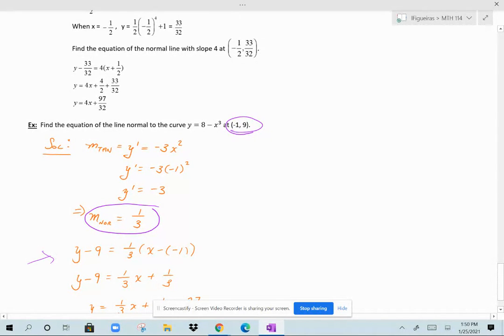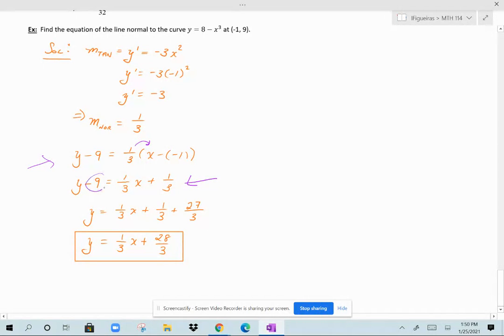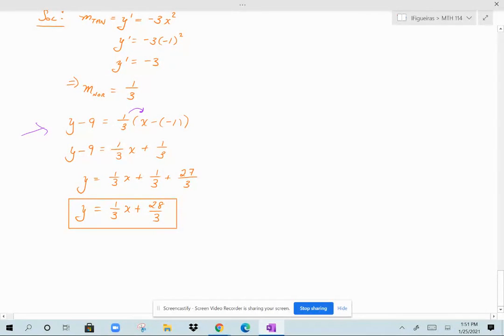I'm left with y minus 9 equals 1/3 times x minus -1. When I distribute, I get 1/3 x plus 1/3. Then I have to add 9, but 9 has to be combined with 1/3, so I wrote it as 27/3, which is equal to 9. Then you can add your fractions, and you're left with y equal to 1/3 x plus 28/3. So that's it for this lesson. Give the homework a try.